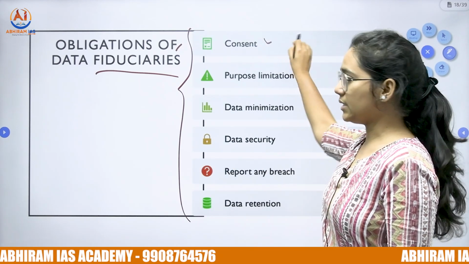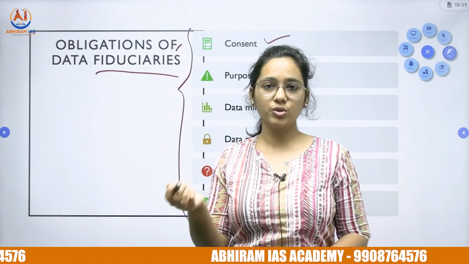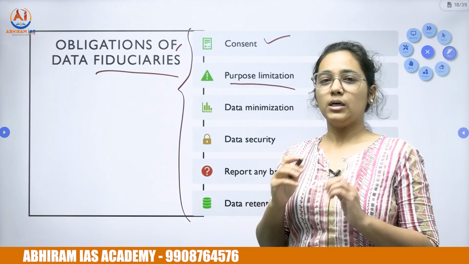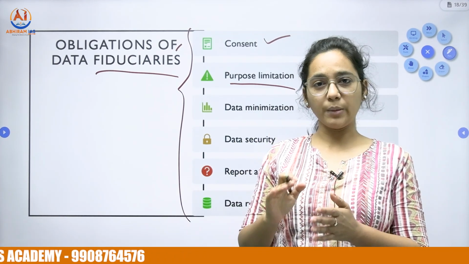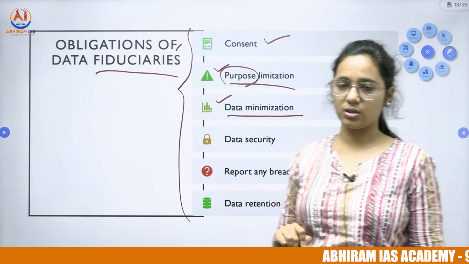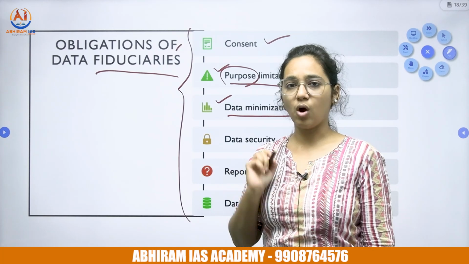What are they? Consent. First of all, you have to give the consent to the data fiduciary if they want to use your data. And also there are other things like purpose limitation. The data should be taken only for the purpose which is intended or communicated to you. So there is data minimization. Whatever data is needed, only that data should be collected and not in excess.